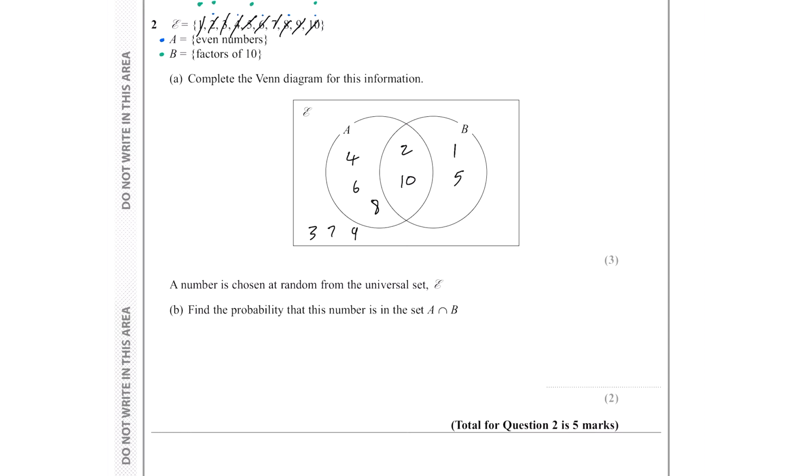And the next question asks the probability that it's A and B. So that's everything that's inside the center. So that's 2 out of a possible 10, which is 1/5.